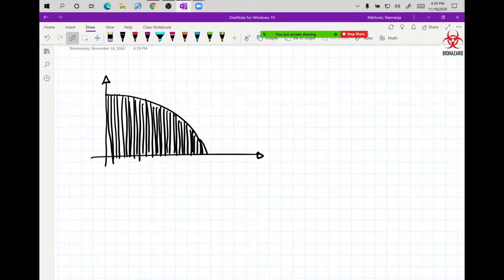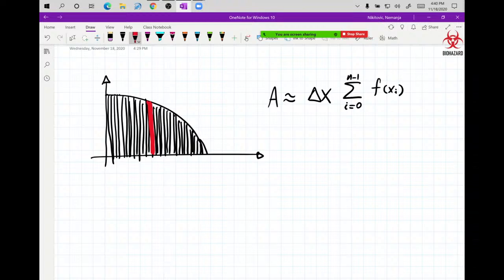So remember what we had. We had that the area was approximated by delta x times the summation, i goes from 0 to n minus 1, let's say, of f of xi. So when you pull any one of these, which we can call a representative rectangle, you just pick one. That representative rectangle has xn on one side, xn plus 1 on the other side, and has the height of f of xn.